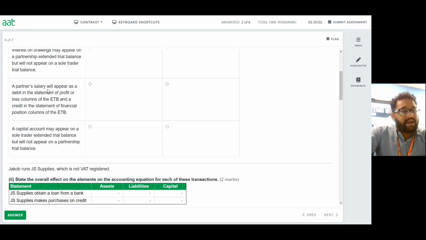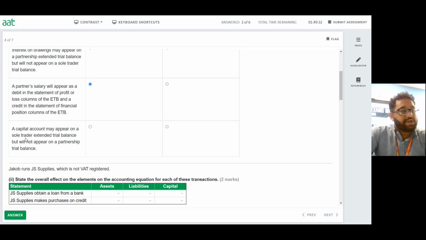A partner's salary will appear as a debit in the statement of profit or loss columns on the extended trial balance and a credit in the statement of financial position column of the extended trial balance. That is absolutely right. Why? Because this one will go into the appropriation account. Once we've done the appropriation account, we will put the same amount into the partner's current account later on when we complete all the year-end reconciliation. So this is absolutely right.